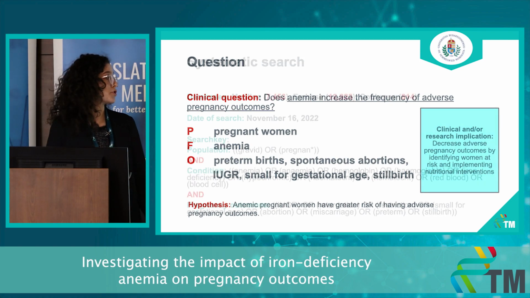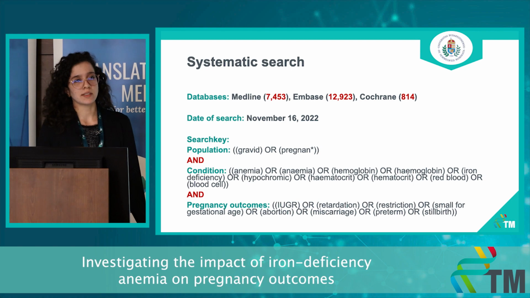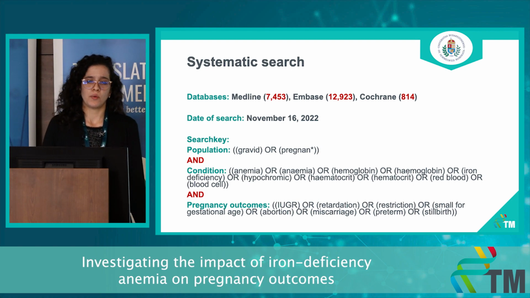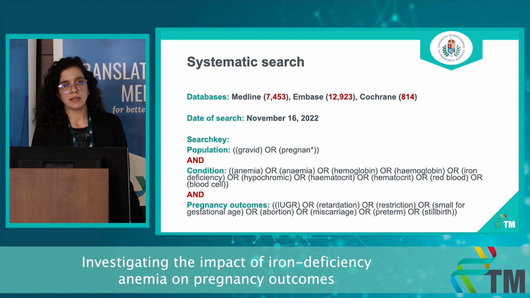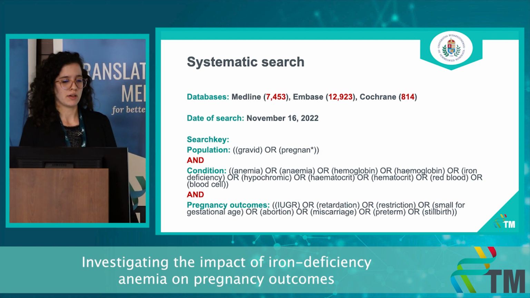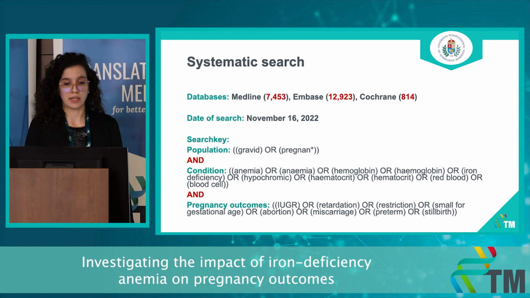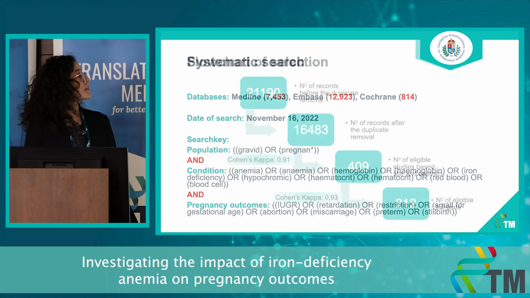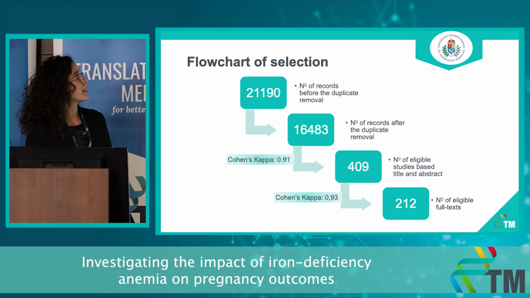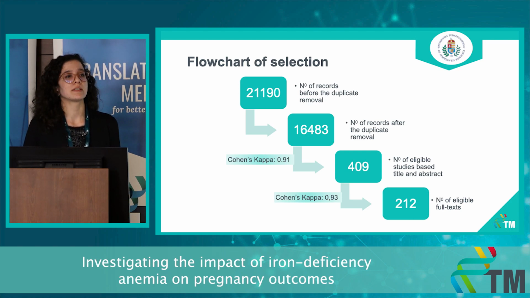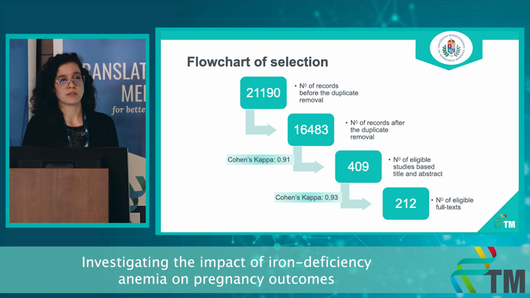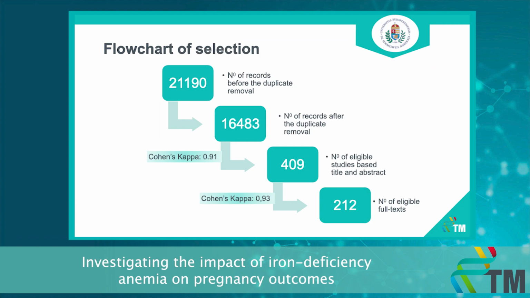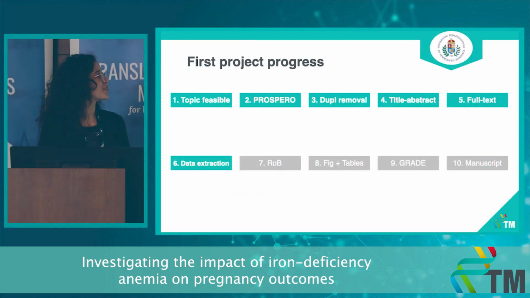We have conducted systematic research. We have 3 databases, and our search key is divided in 3 main domains. So we have the population and the condition of anemia and the pregnancy outcomes. This is the flowchart of selection. So this search yielded more than 20,000 citations, and we have a final number of 212 full texts to include in the data extraction.